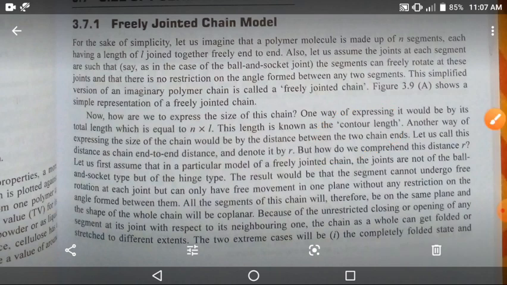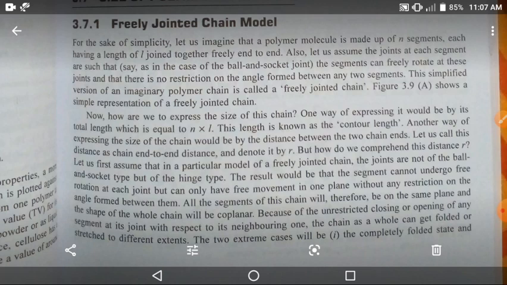To express the size of the chain, one way is by its total length, which is equal to the contour length. Another way of expressing the size of the chain is by the distance between the two chain ends. Let us call this distance the chain end-to-end distance, denoted by a small r.